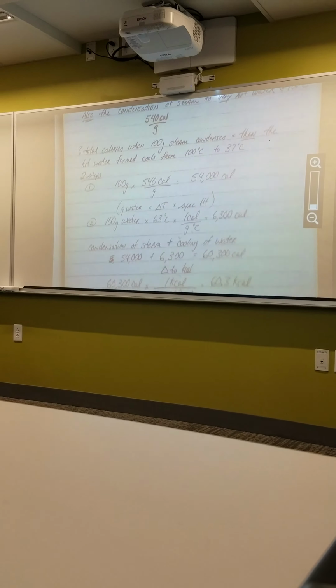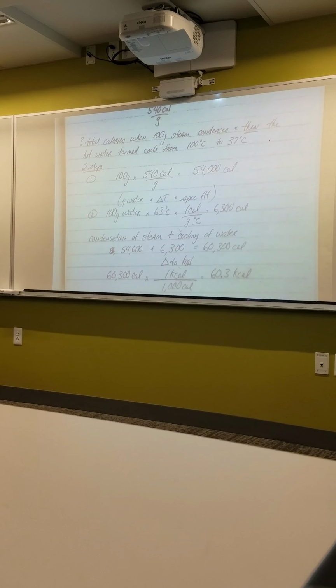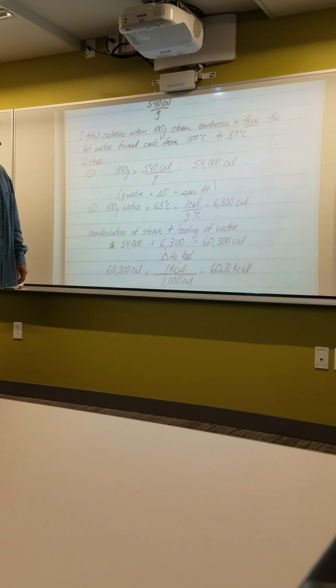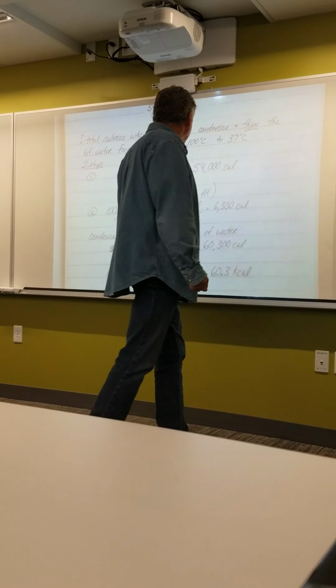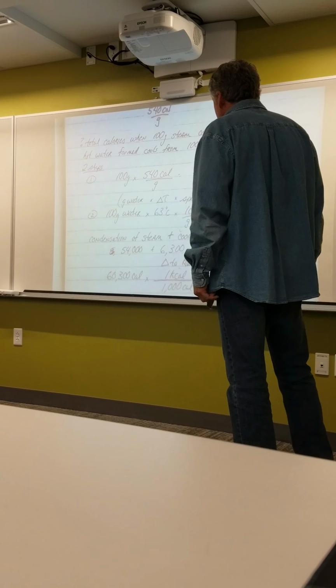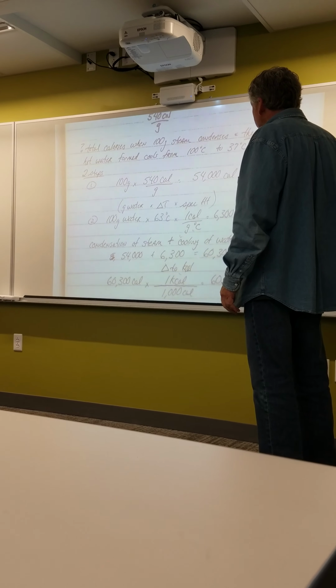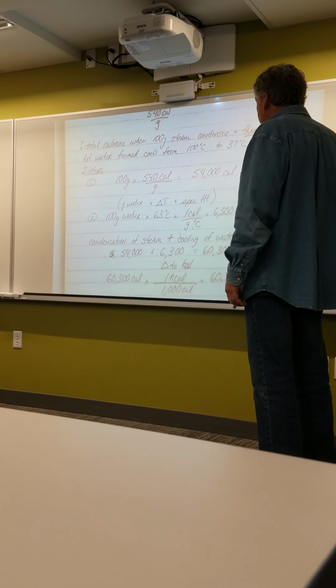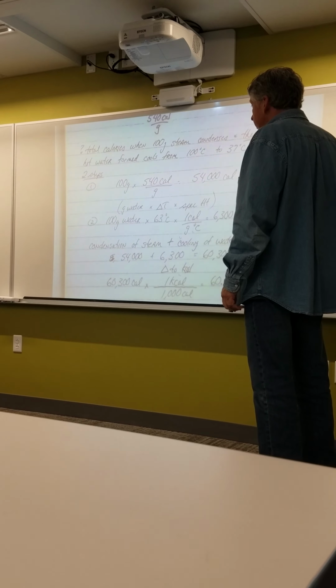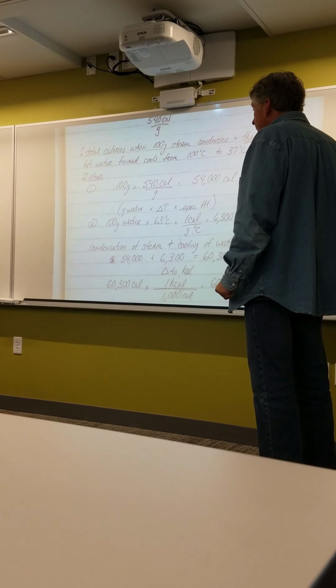Now this middle one, all right. Now when you see the problem, how many calories when 100 grams of steam condenses and then the water formed cools from 100 to 37. And when you see the words "and then," highlight them, circle them. What you're going to do is multiply your amount of water times 540.